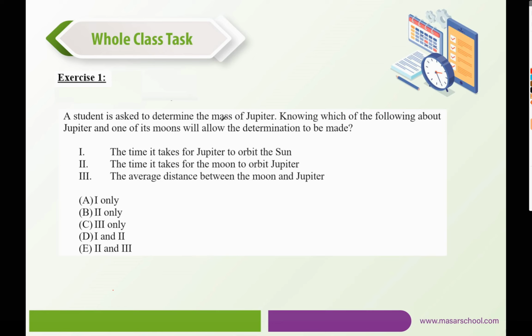Exercise 1: a student is asked to determine the mass of Jupiter, knowing which of the following about Jupiter and one of its moons. So Jupiter is the central mass. The time it takes for Jupiter to orbit the Sun is not important. The time it takes for the moon to orbit Jupiter, yes, this is important. This is the orbital period. The average distance between the moon and Jupiter is also important, which is r, because remember that the period is only related to the central mass and the orbital radius, making 2 and 3, which is E, the correct answer.